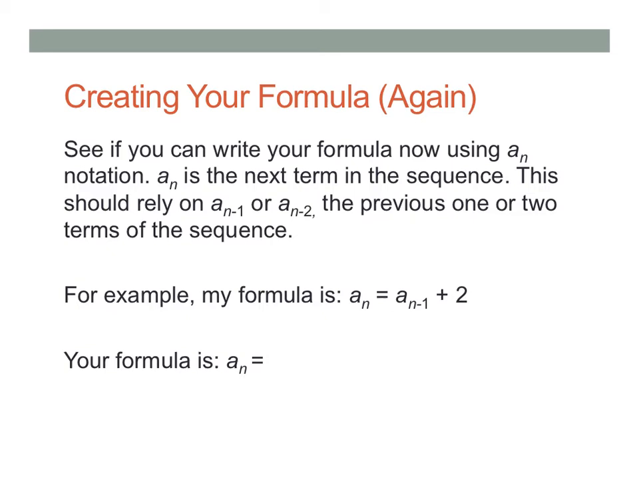Creating your formula again, but this time we're actually going to create it more mathematically. So see if you can write your formula now using a sub n notation. If a sub n is the next term in the sequence, this should rely on a sub n minus 1 or a sub n minus 2, the previous 1 or 2 terms in the sequence. For example, my formula is a sub n equals a sub n minus 1 plus 2, which keep in mind this means the previous term. So you take your previous term and you add 2 to it, that's how you get the next term. So now write your formula.